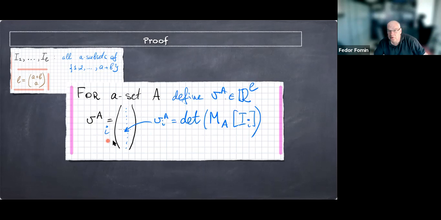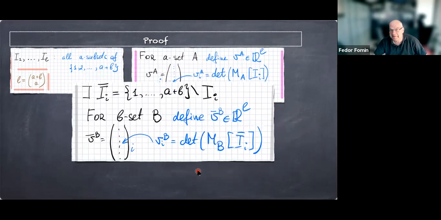And every coordinate in this vector, so the ith coordinate of this vector is exactly the determinant of the matrix M_A induced by the set with index i. Right? So again, I have (a+b choose a) different subsets, and for each of the subsets, I put here the value of the determinant in this vector. So this is a really huge vector. Okay, and I do the same thing for B.